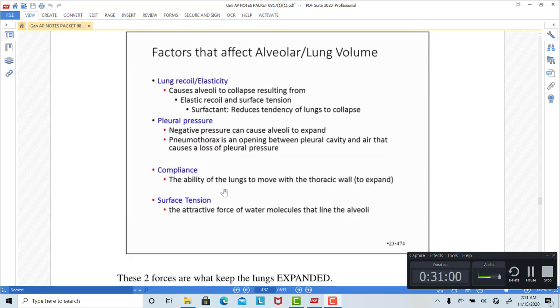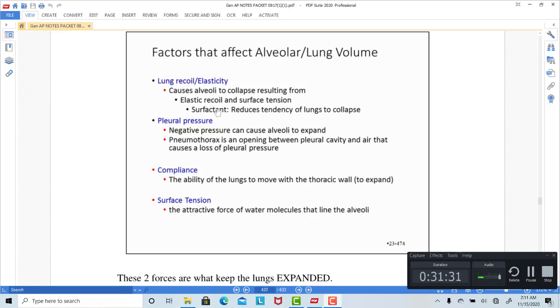Compliance is just a term that refers to the lungs' ability to move with the thoracic wall or the chest wall when we inhale. So that's, again, also related to the lungs' ability to stretch. And then again, we said surface tension acts inward on the lung, which allows the lung to decrease in size when we exhale. So we want a little bit of surface tension. Surface tension is not all a bad thing. We just don't want too much, which would cause the lungs to collapse.